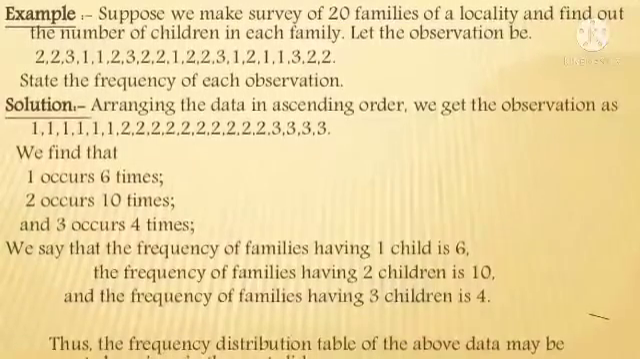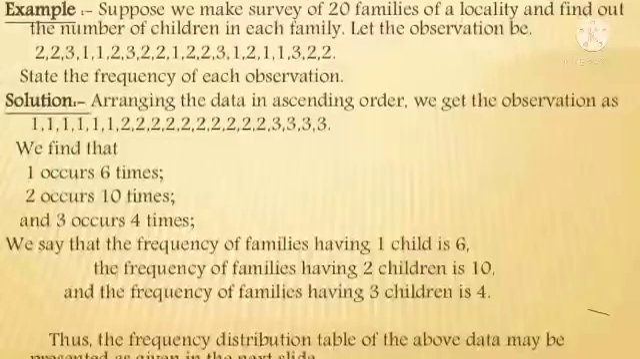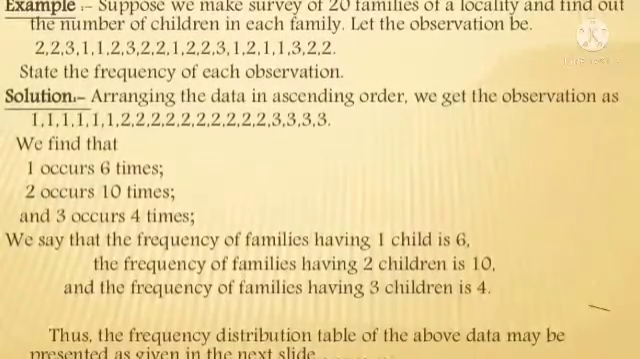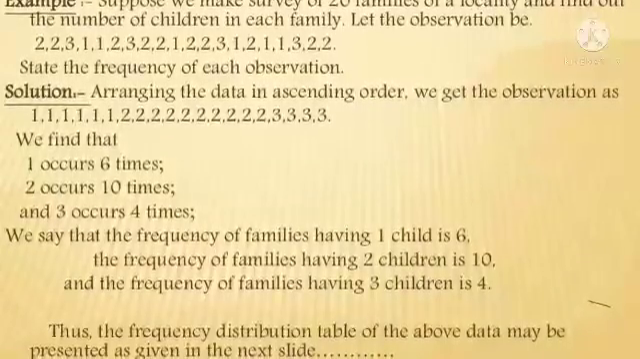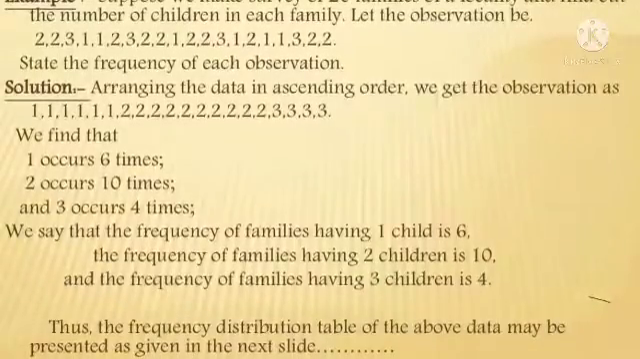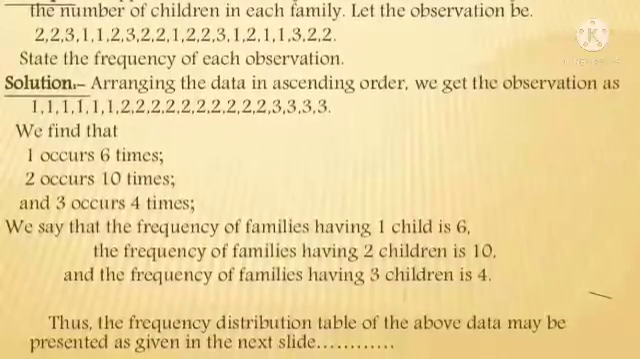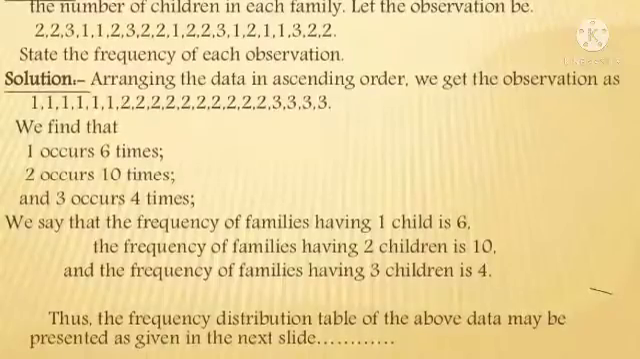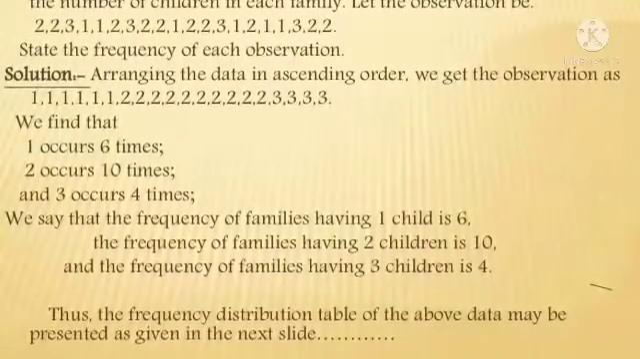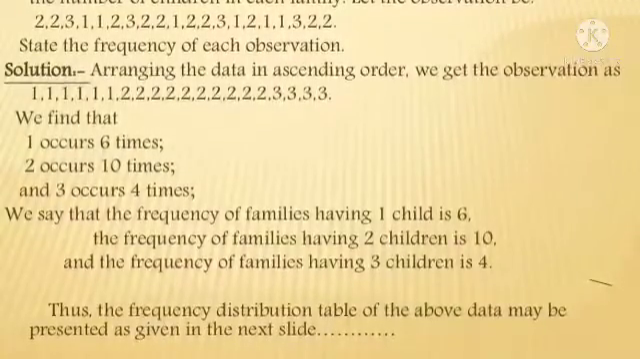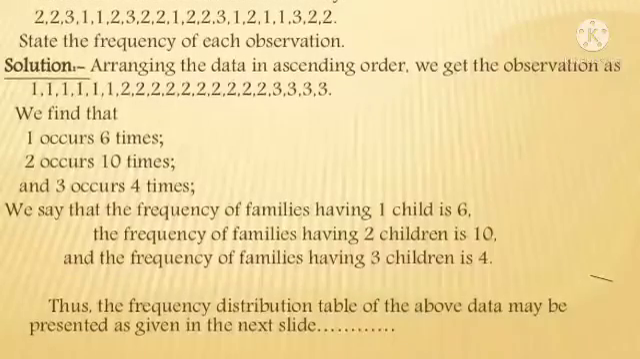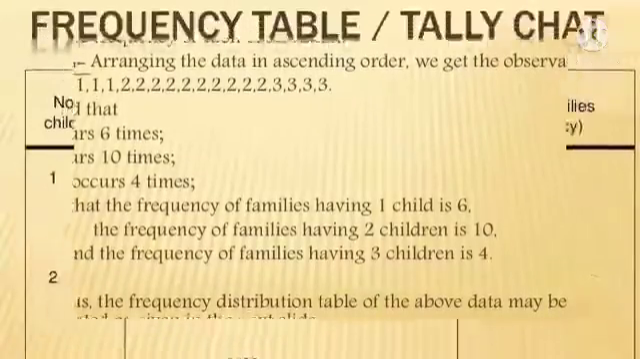We say that the frequency of families having one child is 6. The frequency of families having 2 children is 10, and the frequency of families having 3 children is 4. Thus, the frequency distribution table of the above data may be represented as given in the next slide.